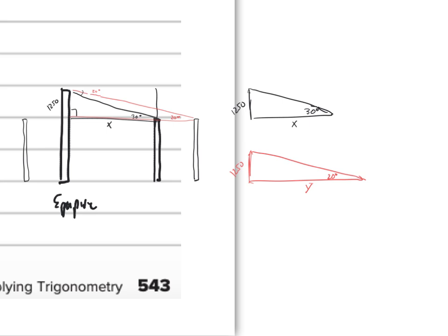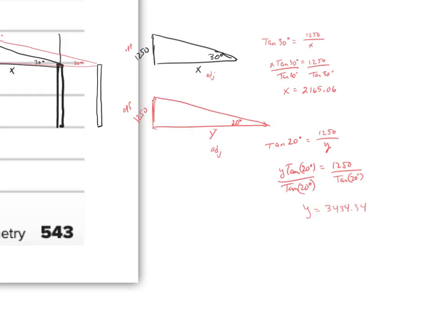So what happens is if I can figure out the entire length distance, and I subtract the closer building's distance, then I can figure out how far apart those 2 buildings are. So I'm just going to do these independently and figure out what x and y are and then come back to that. All right, so doing those independently, it turns out that one building is 2,165 feet away, and the other building is going to be 3,434 feet away.